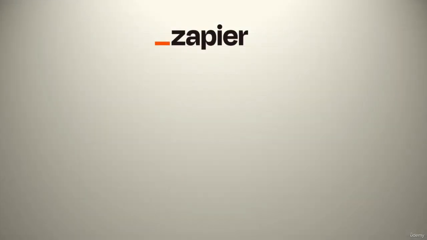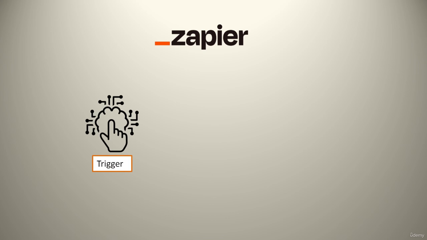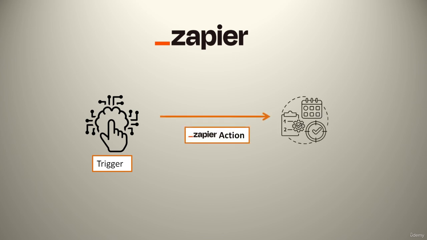The process starts with a trigger, which is an event in one app that kicks off the workflow. Once the trigger occurs, Zapier performs an action, which is the task it carries out in another app. By automating repetitive tasks, Zapier helps save time and boosts productivity. Plus, it connects to over 5,000 third-party apps and offers a staggering 30,000 plus automated actions.